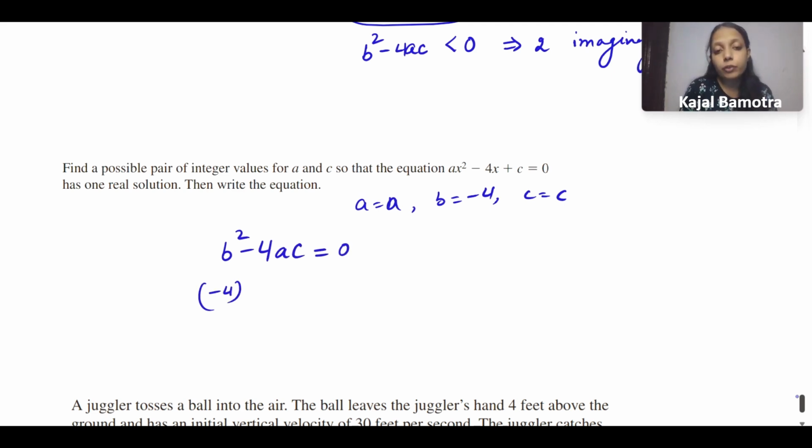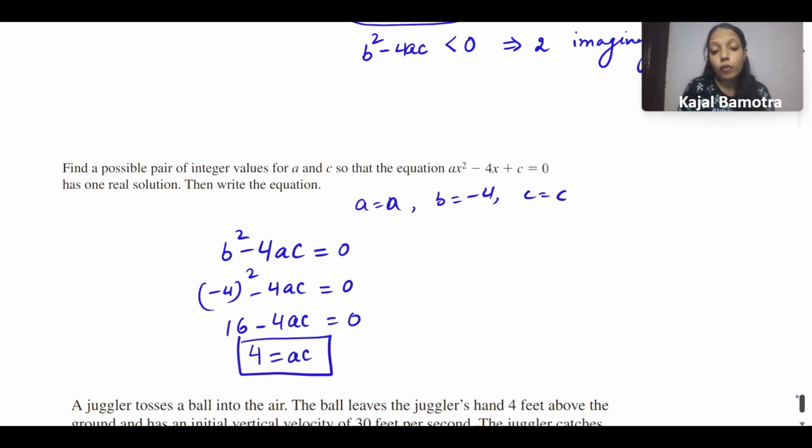I want b squared minus 4ac to be 0. So (-4) squared minus 4ac equals 0. 16 minus 4ac is 0. So 4 times 4 is 16, so 4 equals ac. The product of a and c must be 4. Then it will satisfy the condition of one real solution. I want a pair in which a and c are integers. So choose a as 1, c as 4. 1 times 4 is 4. The product will be 4.